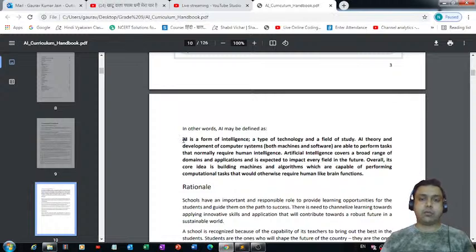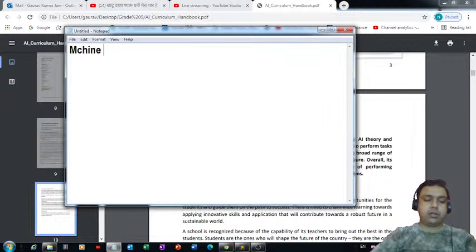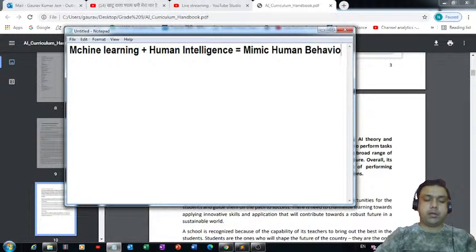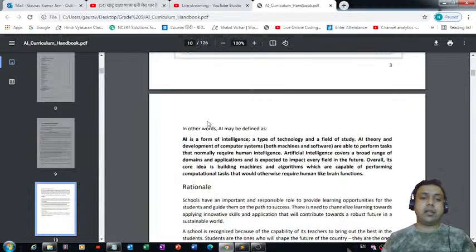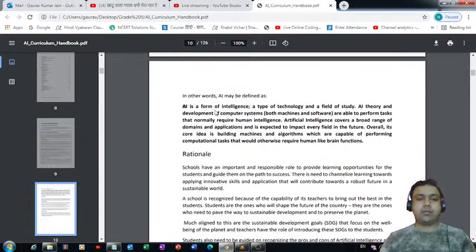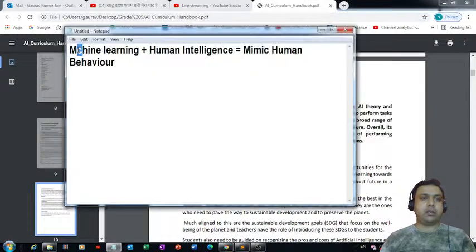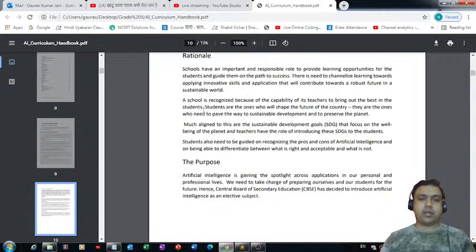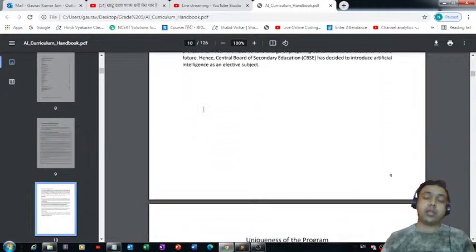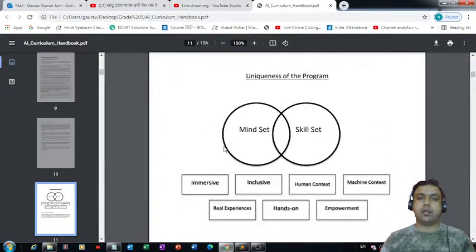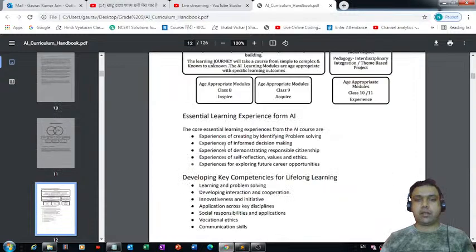Basically, it's a combination of machine learning and human intelligence, so it can mimic human behavior, or it is able to think intelligently like a human. So this is what artificial intelligence is all about. It's a combination of machine learning and human intelligence which can help a machine to behave like a human, to think like a human, and to mimic human behavior. So this is how you can define artificial intelligence.